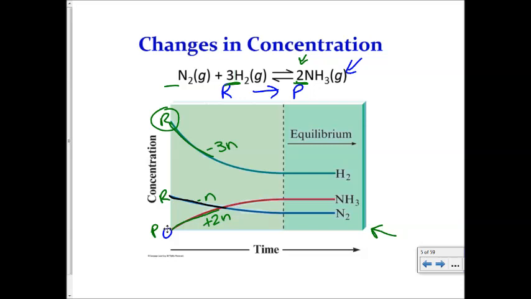Does that look about right, though? Like the H2 looks about 3 times as steep as the N2, and the NH3 looks about 2 times, in between there. Does that look about right? Okay.